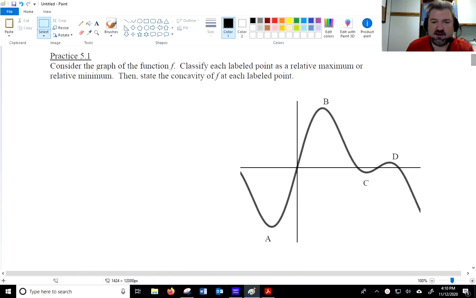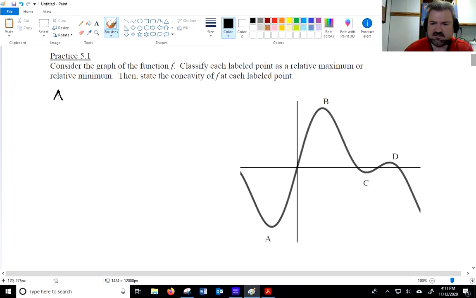Consider this graph. I want you to classify each labeled point as a relative maximum or relative minimum. Then, just using your intuition based on the shape of the graph, determine the concavity at that point, whether it's positive or negative, concave up or concave down. All right, let's see what you decided.